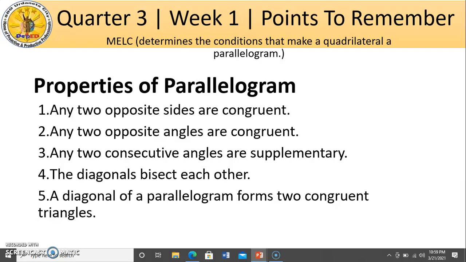First, any two opposite sides are congruent. Second, any two opposite angles are congruent. Third, any two consecutive angles are supplementary. Fourth, the diagonals bisect each other. And the last one, fifth, a diagonal of a parallelogram forms two congruent triangles.